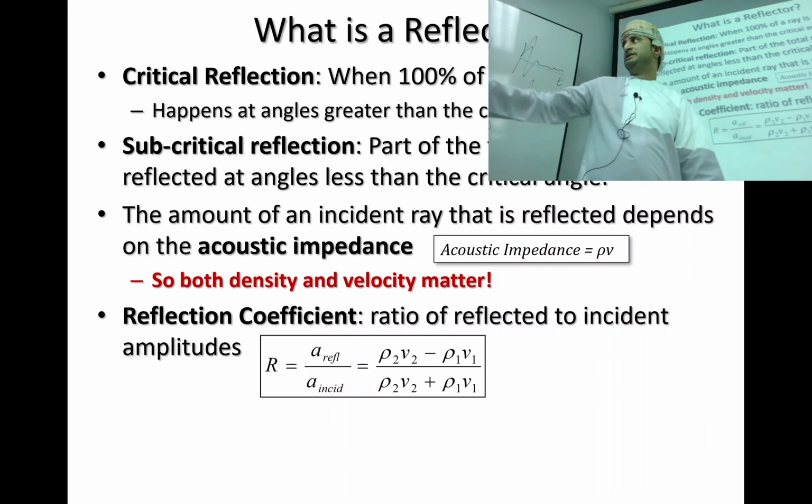But keep one thing in mind: this is only valuable for normal incidence. You know normal incidence? It means the energy goes and comes back. If it comes at an angle, this doesn't work; it has more complicated rules. This is possible only for normal incidence. This is how much energy is going to be reflected.